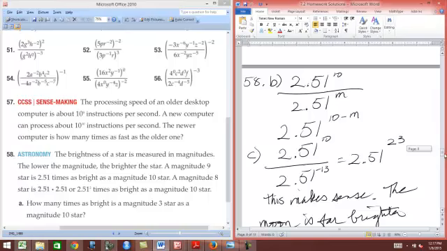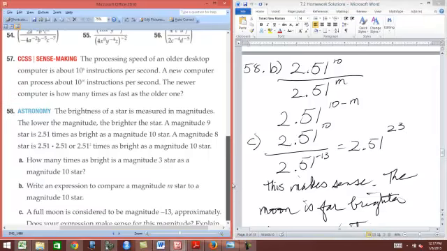Okay, B. Write an expression to compare a magnitude M star to a magnitude 10 star. Okay, so it'd be 2.51 to the 10th divided by 2.51 to the M, which would be 2.51 to the 10 minus M. Okay, just following the rules of exponents. C.